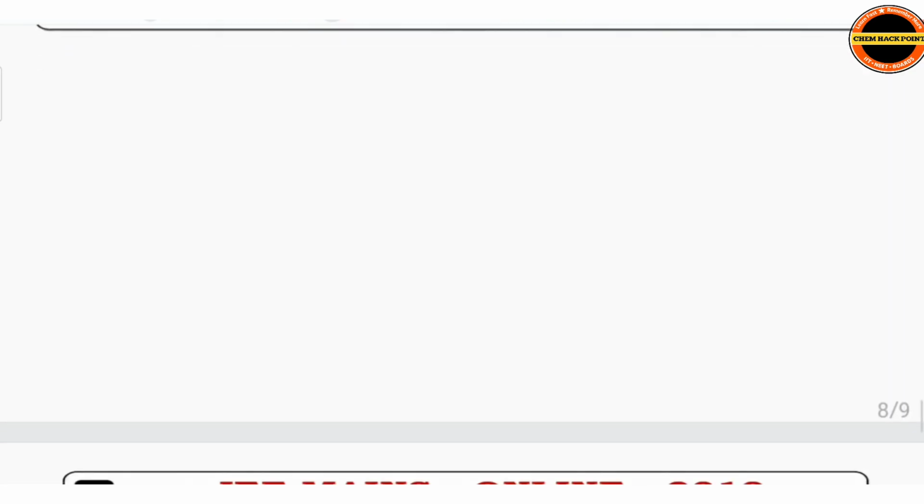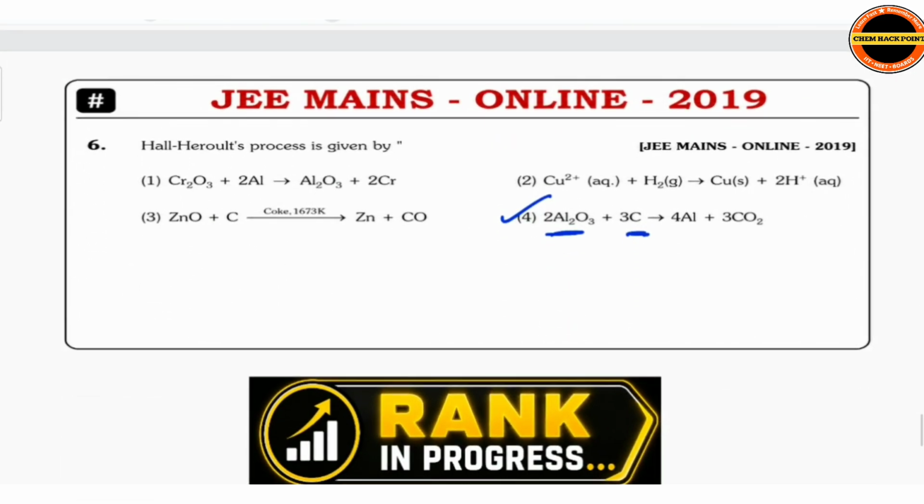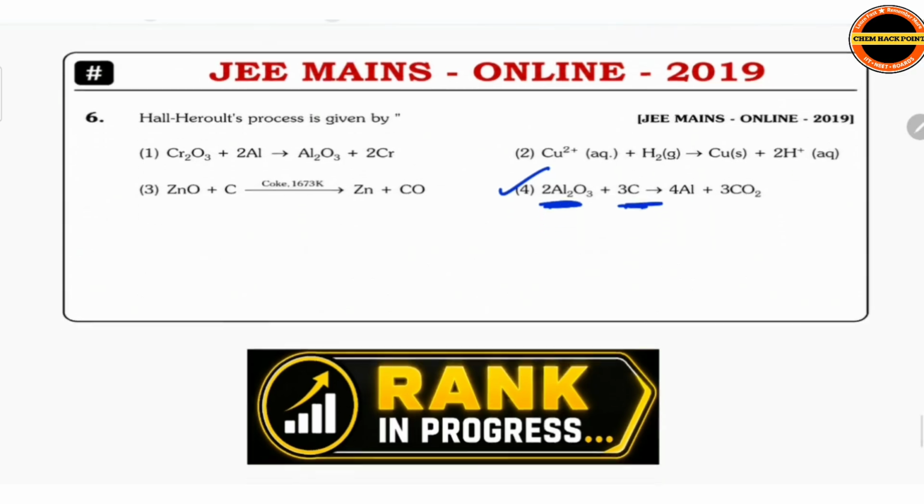Okay, see the next question, JEE Mains Online 2019. Hall-Heroult's process is given by: so here everything is specified. See, Al2O3 and carbon. It is a direct question. Above also we discussed the Hall-Heroult process. Al2O3 plus 3 carbon reacts to form Al plus CO2.